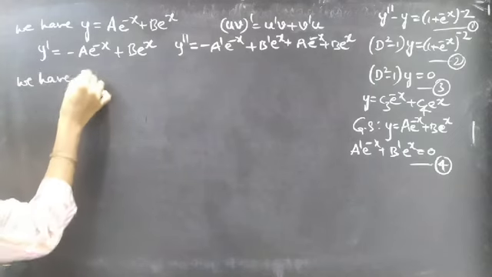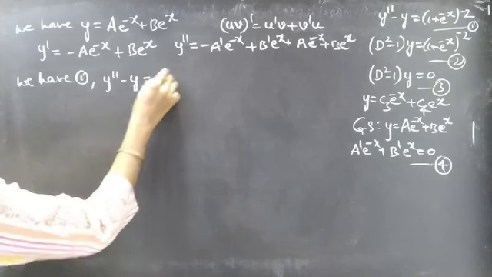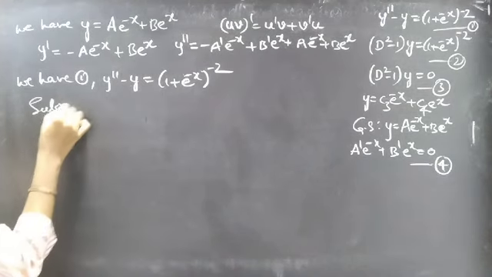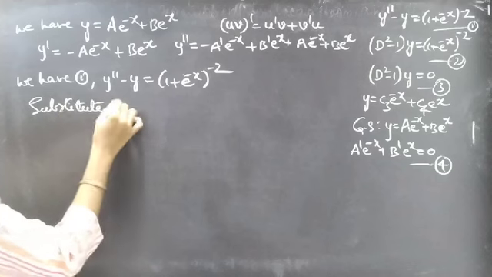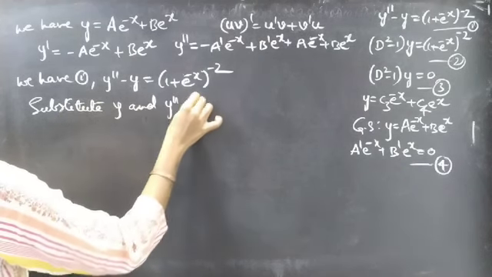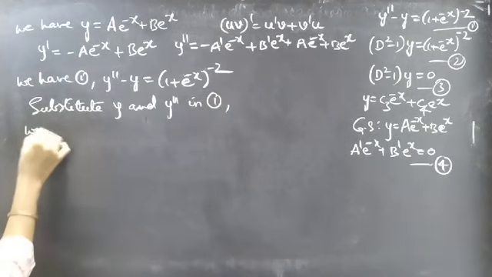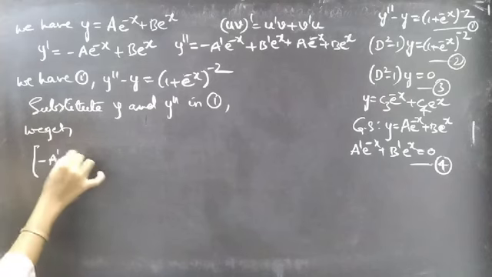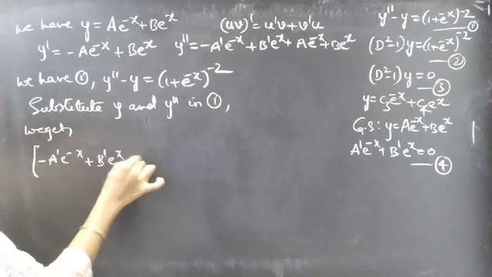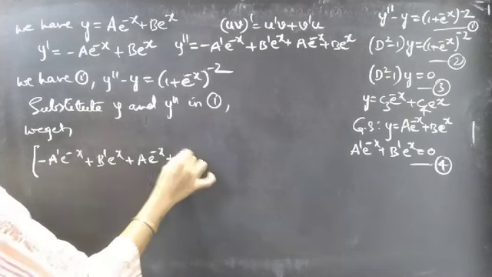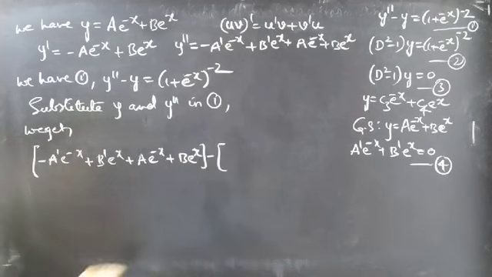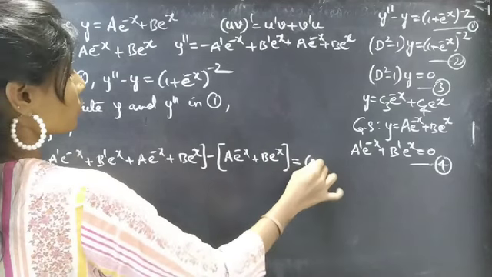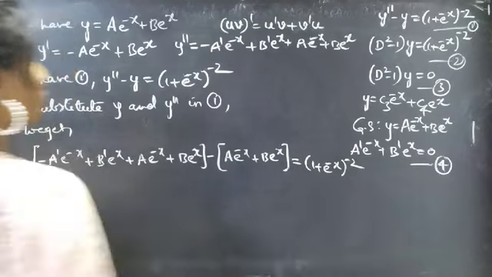We have equation 1, y'' - y = (1 + e^(-x))^(-2). Now substitute y and y'' in 1. We get y'' is -a' e^(-x) + b' e^x + a e^(-x) + b e^x, minus y, which is a e^(-x) + b e^x, equal to (1 + e^(-x))^(-2).